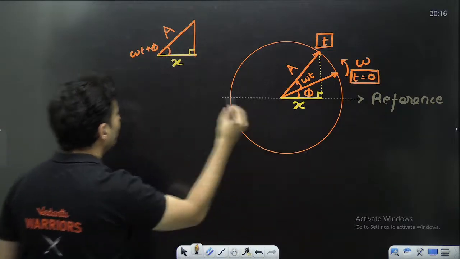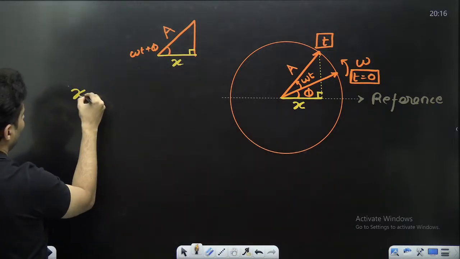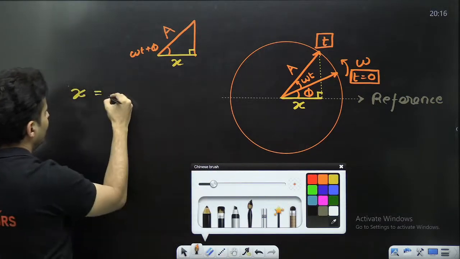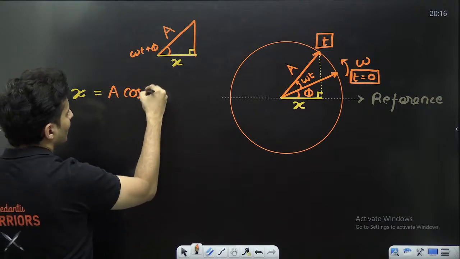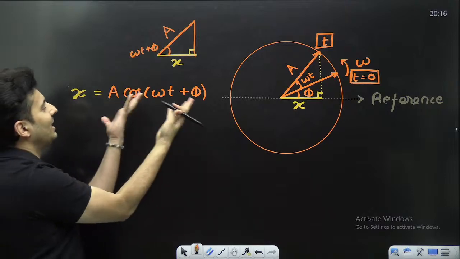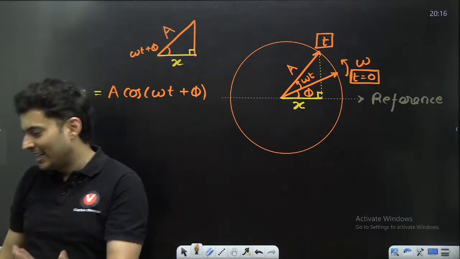So what will x be? My dear warriors, the value of x will be nothing but a cos(omega t plus phi). Perfect. We have just shown that it is a SHM.